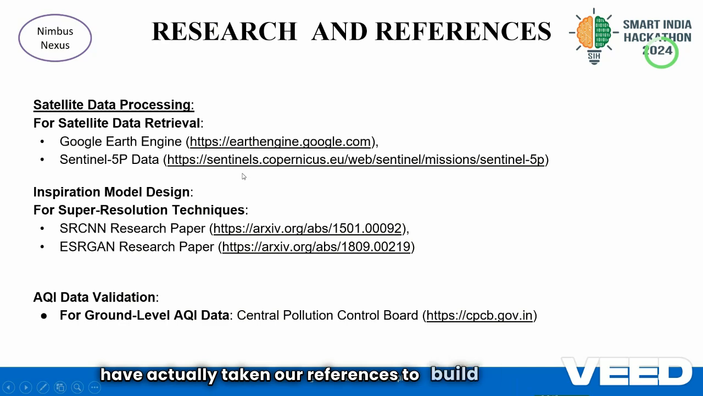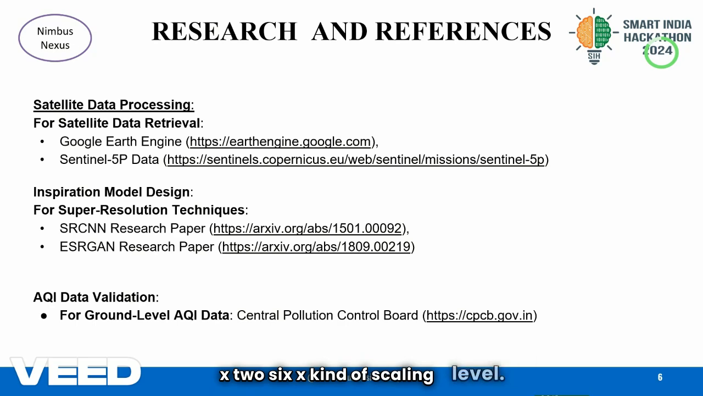as references to build our CNN model. Our model is currently at a 4x to 6x upscaling level. We expect it to go to about 10x once we increase the number of layers. We expect to increase the number of upsampling layers, to make it a gradual upscaling so that it gets better and better with time.